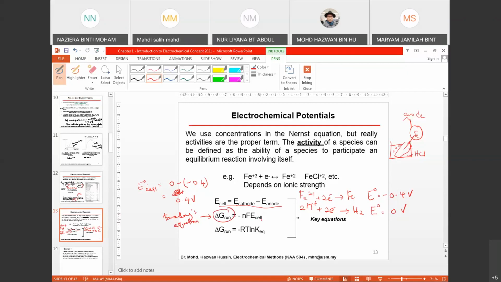Gibbs energy with potential. So that is why you will see over here, delta G is equals to negative NFE. N is actually valency, number of ions that will be involved. Okay? And then F is actually Faraday constant. Faraday constant is equals to 96,500 coulombs per mole. And then E cell is actually standard cell potential. Then the other representation will be free energy, delta G, is equals to negative RT ln K.